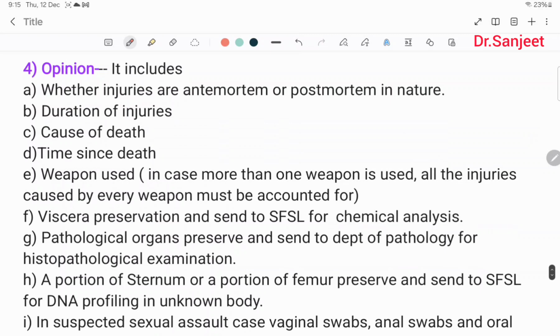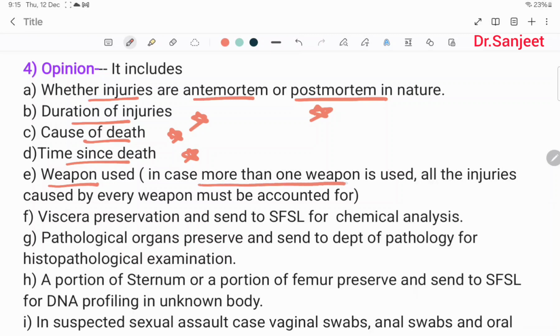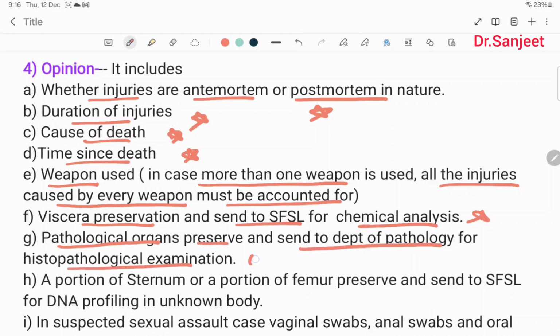Then opinion. It includes whether injuries are antemortem or postmortem in nature, then duration of injuries, then cause of death, then time since death, then weapon used. In case more than one weapon is used, all the injuries caused by every weapon must be accounted for. Viscera preserved and sent to state FSL for chemical analysis. Pathological organs preserved and sent to the Department of Pathology for histopathological examination.